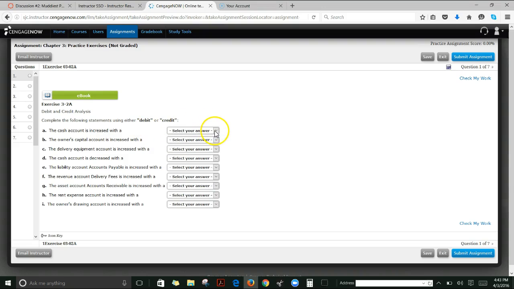The cash account is increased with a debit because, as I said, cash is an asset, so it's on the left side of the account. The owner's capital account is increased with a credit because it's on the right side of the equation, and so capital is always increased with a credit. Delivery equipment is an asset, so it's increased with a debit. Cash account is decreased with a credit because it has to be decreased or subtracted from the opposite of its normal debit balance side.